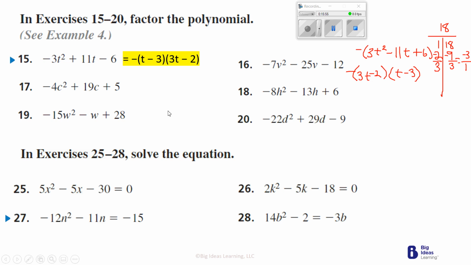All right, let's go to number 17. Number 17, I've got that nasty negative sign in front again. I'm going to factor it out, and that's going to give me 4c to the second power plus 19c plus 5. All right, I know 4 times 5 is going to give me, well, I'm sorry, we have to make all these signs the opposite. What was I thinking? Almost fell for that.